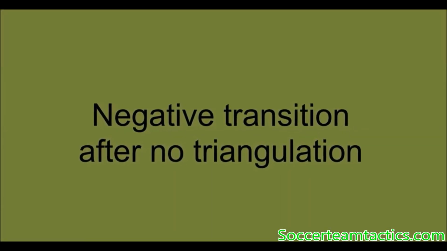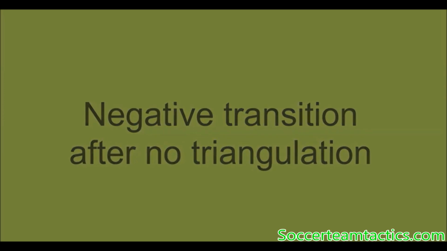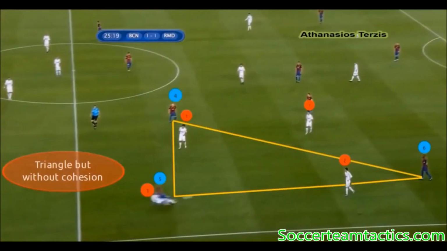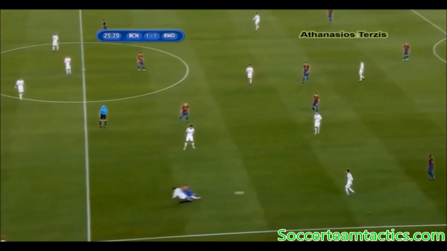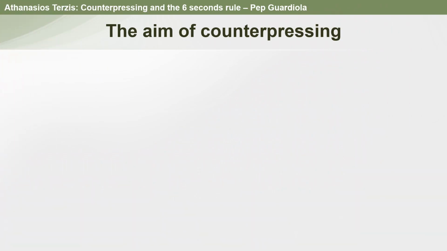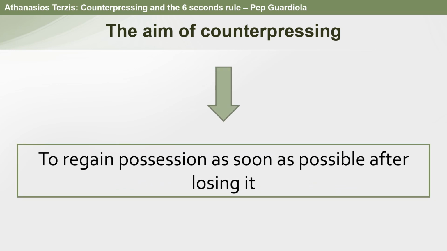Let's move now to watch what happens if there is no triangulation. For example, you can see that there is a triangle, but the distances between the players are too long. The aim of counter-pressing and the 6-second rule which goes along with it is to regain possession as soon as possible after losing it.